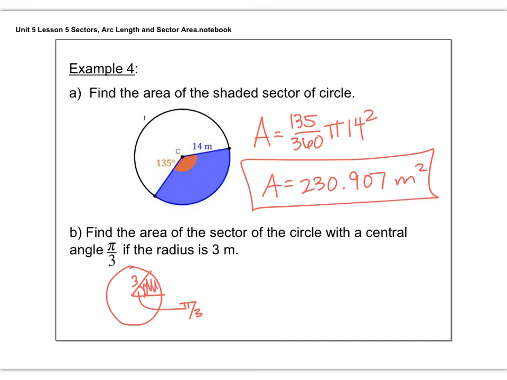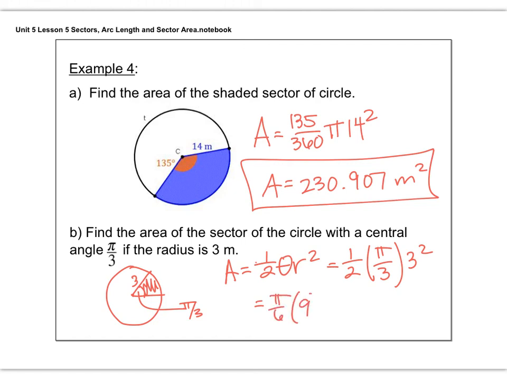So this time, since we're given our measure in radians, I could convert it to degrees if I want. Or I can just say, oh, in radians, it's 1/2 theta r squared. So I know our theta is pi over 3, so 1/2 times pi over 3 times 3 squared. This reduces to pi over 6 times 9, which is 3 pi over 2, or as a decimal, it is approximately 4.712 meters squared.